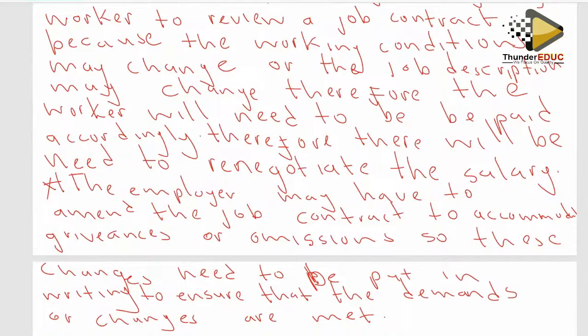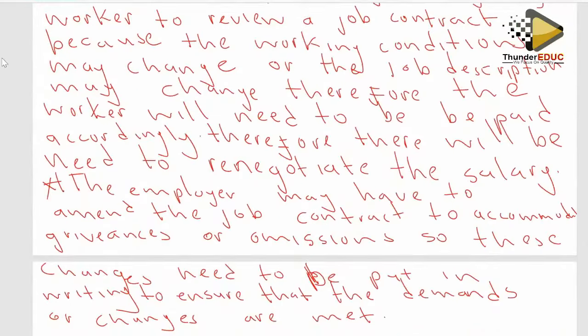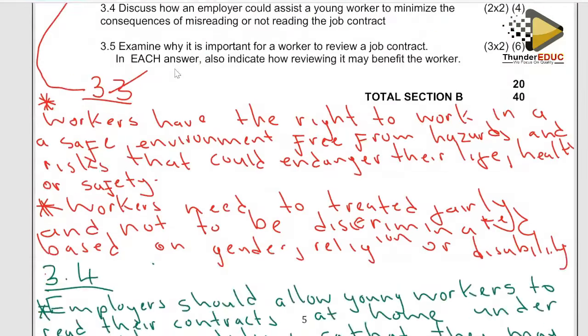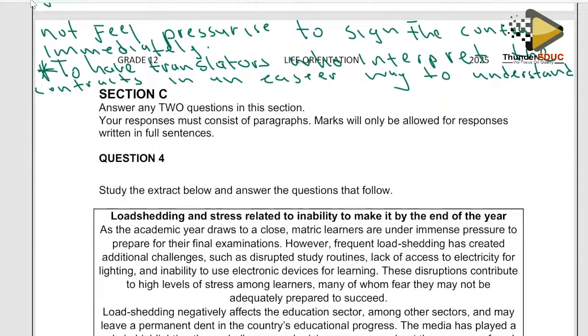So this brings us to the end of question 3, which is the last question in section B. Now we need to move on to section C, where you are supposed to choose 2 questions. Under this section, there is an extract. The instruction first says answer 2 questions from this section. Then your responses must consist of paragraphs. Marks will only be allocated for responses written in full sentences. So this is of utmost importance. You must make sure that your answers are written in full sentences. That is of utmost importance.